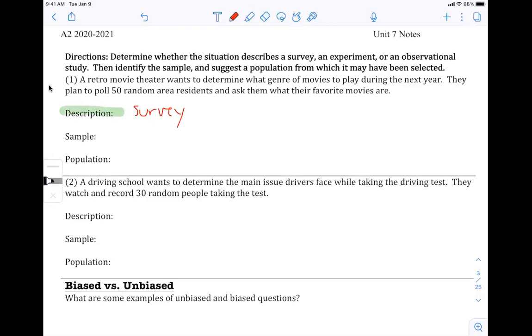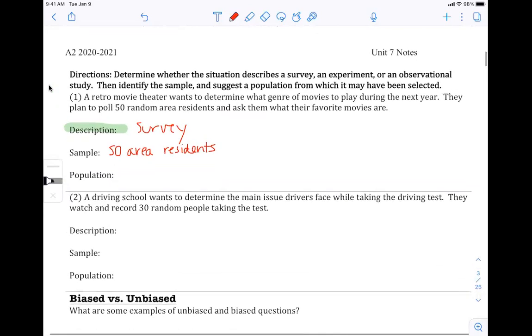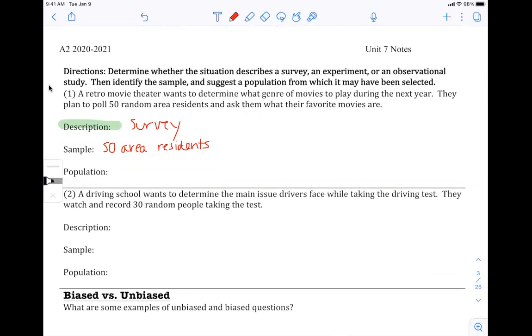Now, the sample that we're working with here is simply the size of the group that you're giving the survey to. So we would say it's going to be 50 area residents. Sometimes the population is not always something that's stated in the problem. As long as you can justify your answer, I will probably give you credit for this.